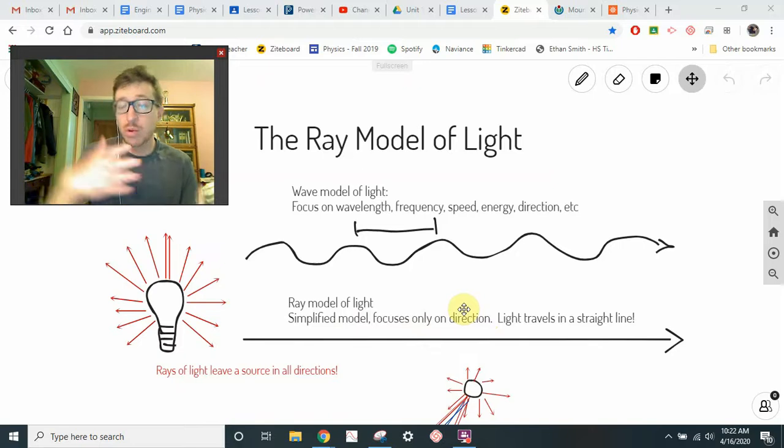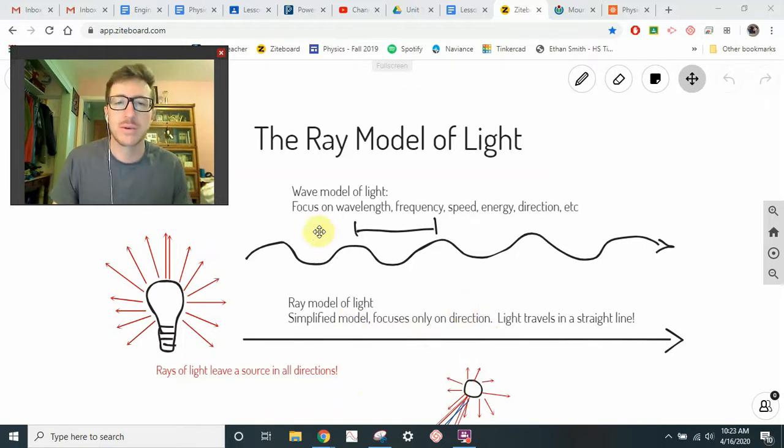What way are they coming in? What way are they leaving? So we use the ray model of light to talk about this. We don't worry about the wavelength, the frequency, the energy, any of that stuff. We're just concerned with direction. And light will always travel in a straight line in a particular direction. Now, one thing to keep in mind is that rays of light leave a source in all directions.